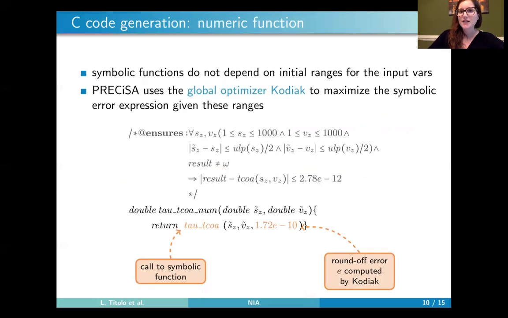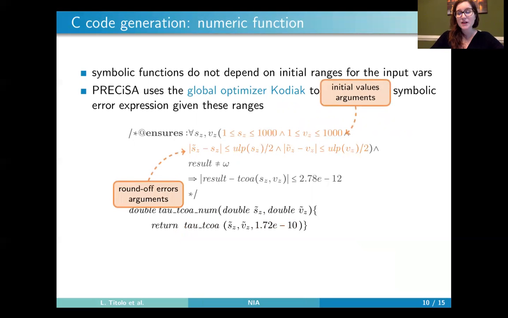However, in practice, we do want to know what this E is valued, given some initial ranges for the input variables. And to do so, we use PRECiSA and the global optimizer Kodiak in order to obtain a symbolic error expression and maximize it within some ranges. So in this way, we can obtain a numerical value for E, which in this case is 1.72 e-10. And then we can call the symbolic function that we defined before with this value.